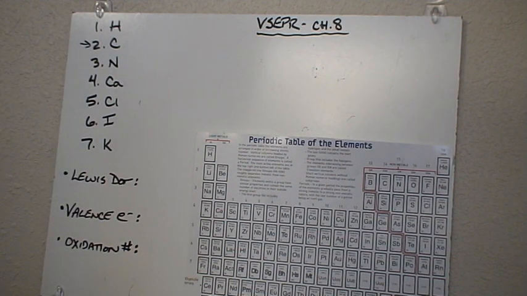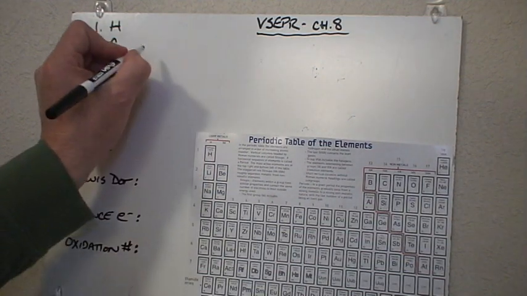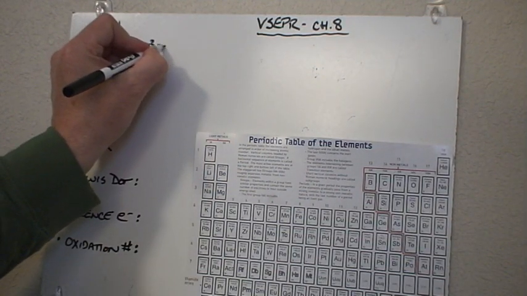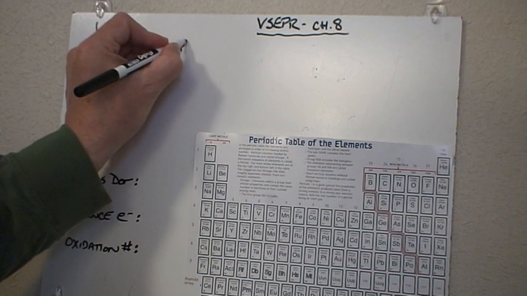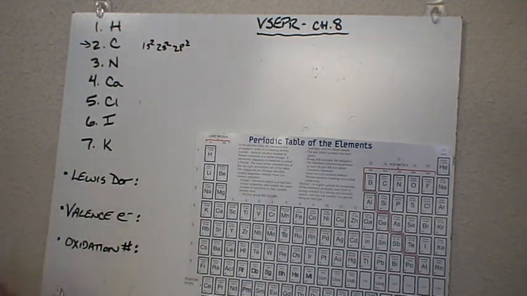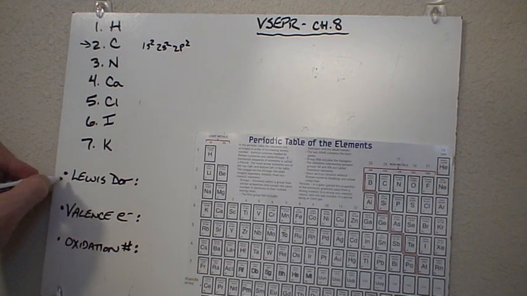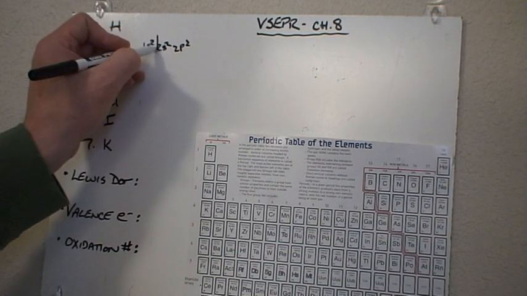So Lewis dot diagram, if we go back and take a look at an example like number 2, which is carbon, you see that we have 1s2, 2s2, and 2p2. So you don't have to write all the electron configurations again. I'm just showing you how this is done, and we take a look at the Lewis dot diagram, which is the s's and p's of the highest energy level.